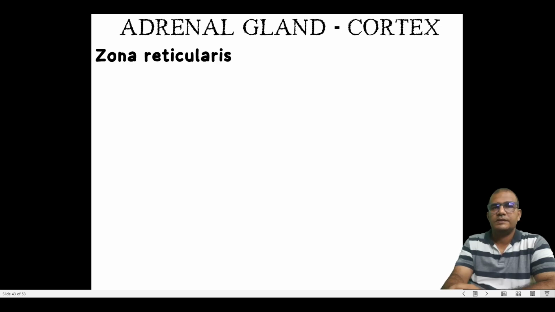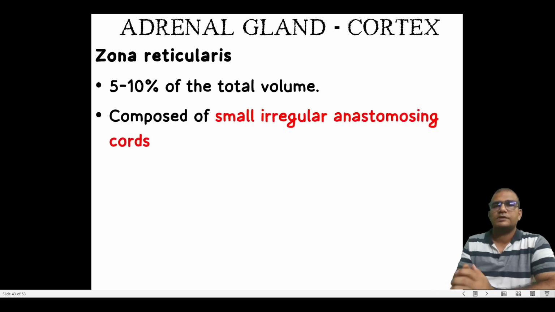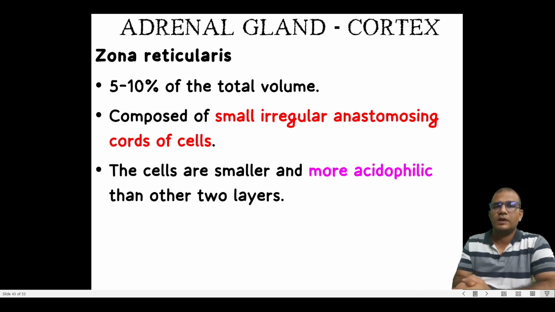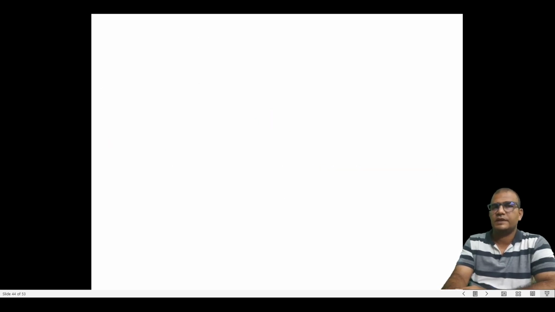Zona reticularis, as the word reticularis suggests, is a reticulum or network of irregularly placed cords of cells. It consists of 5 to 10% of the total volume, and small irregular anastomosing cords of cells are present, as we already discussed. The cells are smaller and more acidophilic and separated by capillaries, fenestrated capillaries.